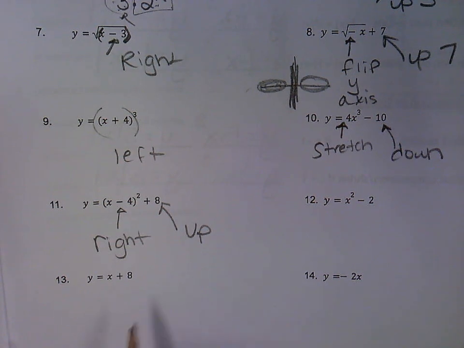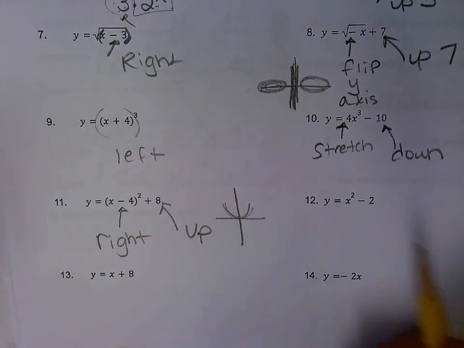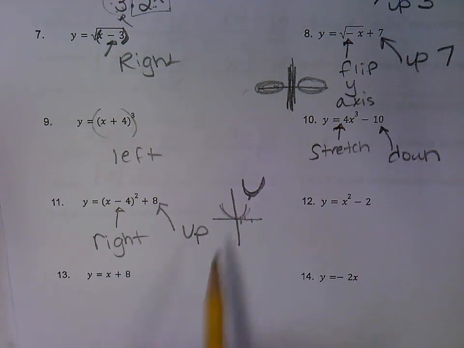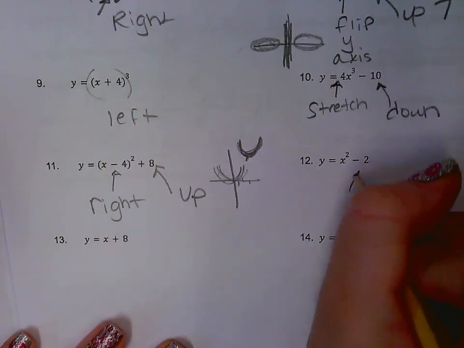We're going to do a lot of graphing with quadratics. So what that means is you take your parent function, you go right 4, up 8, and now your function is up here. So it just takes your original parabola and shifts it up here. This one goes down 2.